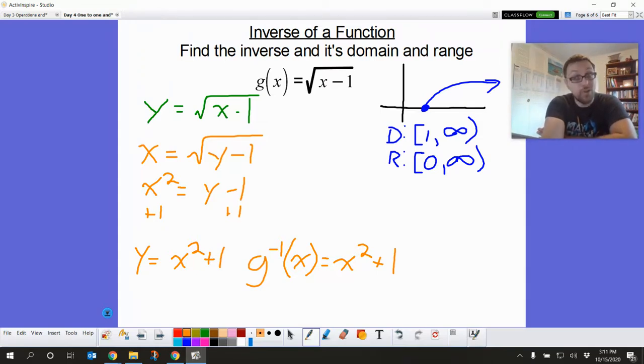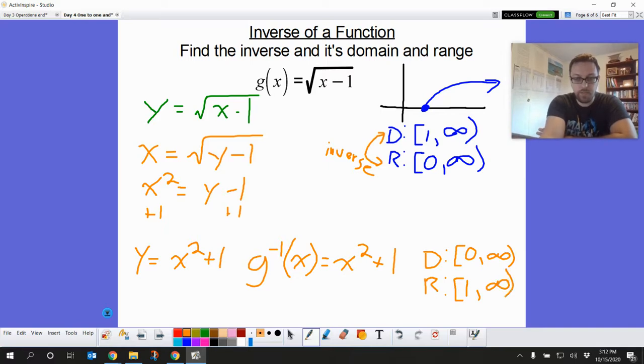Our inverse, we're not going to look at the domain and range of a quadratic. Instead, all we're going to do is reverse these again. So the domain and range of this thing, its domain is the range of the original function. So 0 to infinity. Its range is the domain of the original function. So 1 to infinity.